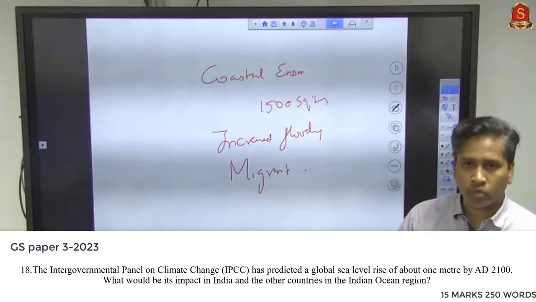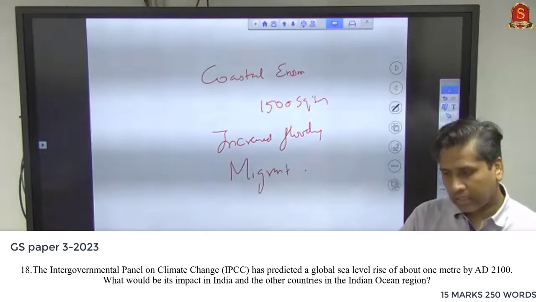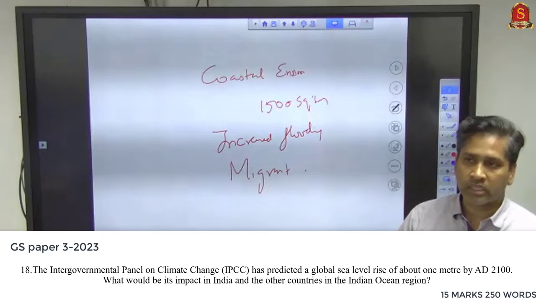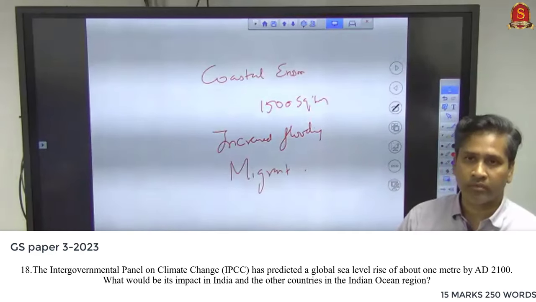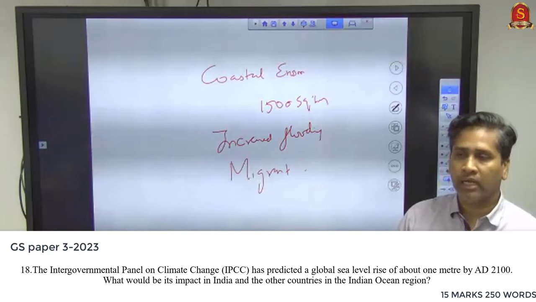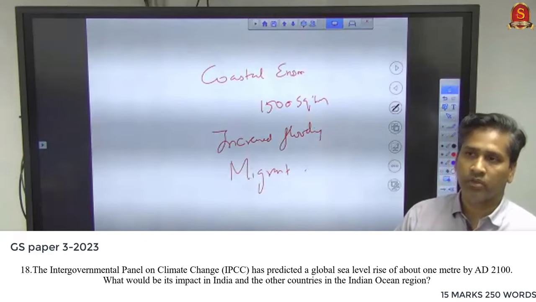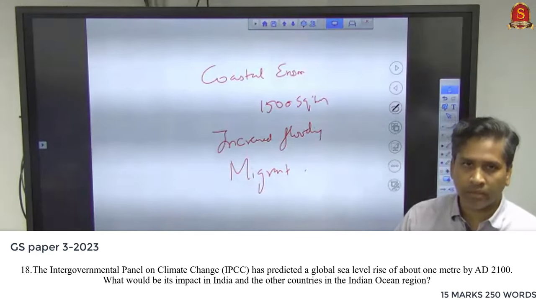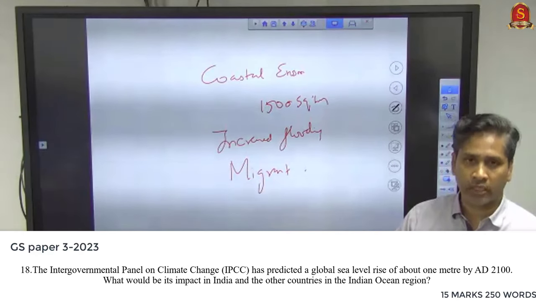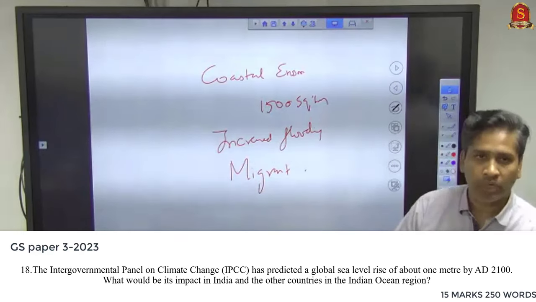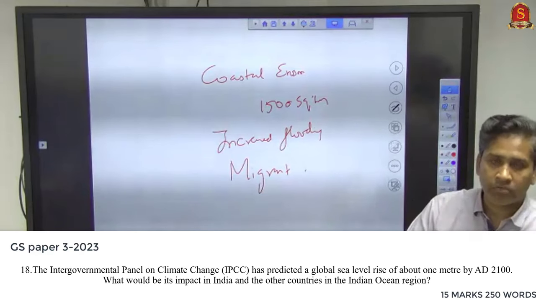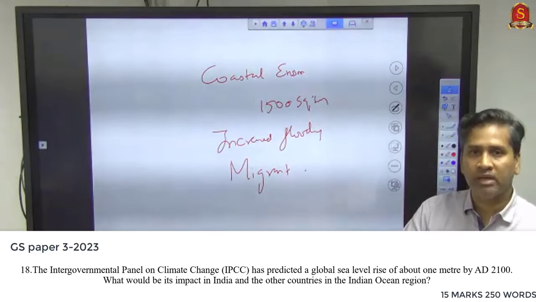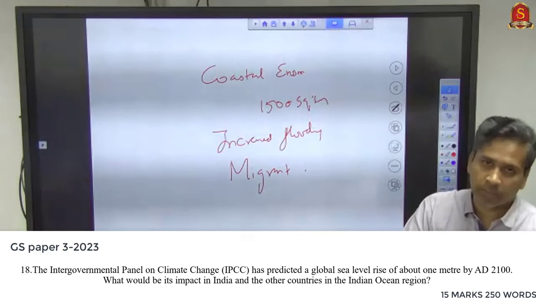So finally, when you conclude, you can conclude that under the UNFCCC, since we cannot stop the sea level rise, we can go for some adaptation and some mitigation. So the loss and damage fund has to be increased for the vulnerable countries, especially in the Indian Ocean. Most of the countries are poor and developing countries. And apart from that, more GCF funds should be directed towards adaptation and mitigation for climate change.